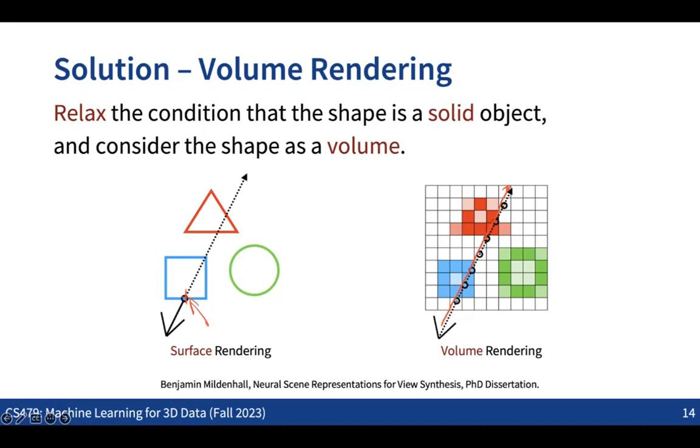So now we see the volume as a set of particles, like some kind of fluid or smoke. The ray can still pass through the inside of the 3D volume by making some kind of interactions with the particles in the volume.